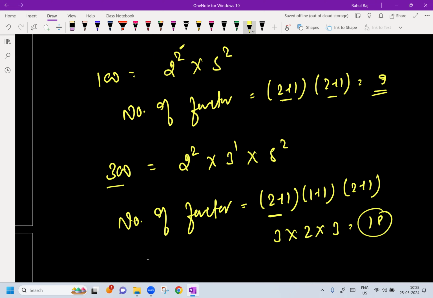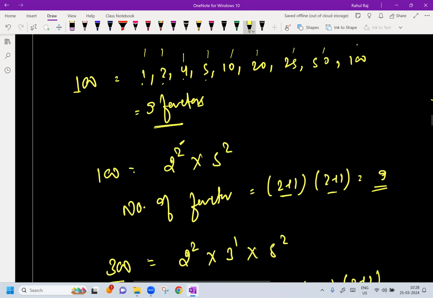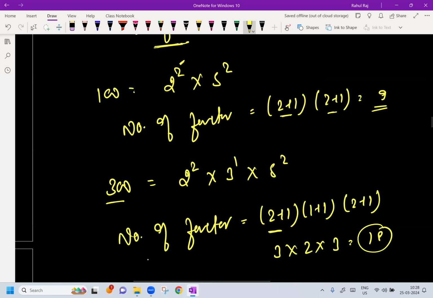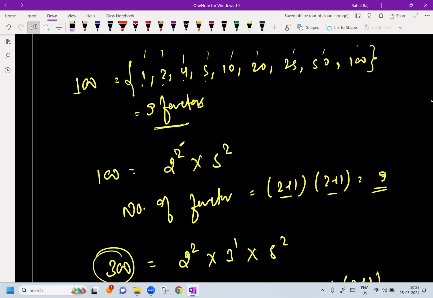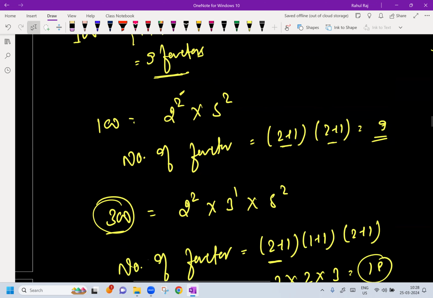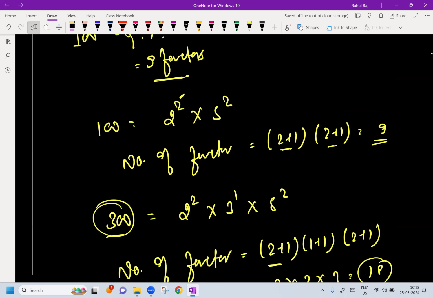So it will be hard for you to write all these factors. 100 is a small number, we could write all the factors and we counted that there are 9 factors. But the moment it goes to how many factors of 300 or 500 are there, it is practically impossible to write factors in this fashion. So you discard the base number and only take the power. I convert everything into prime factor form, 2 square, 3 and 5 square, which is nothing but 300. I add plus 1 to the powers of the prime factors and multiply.